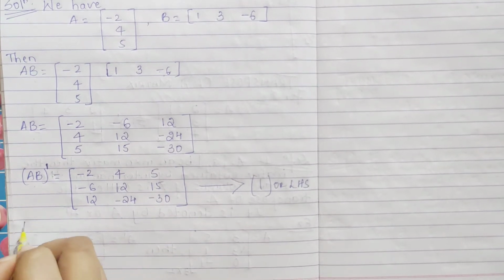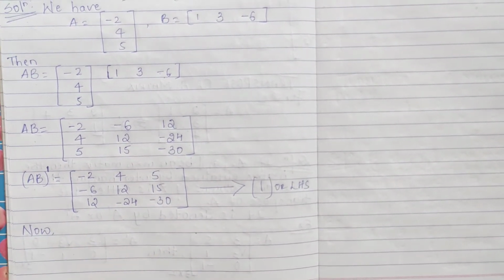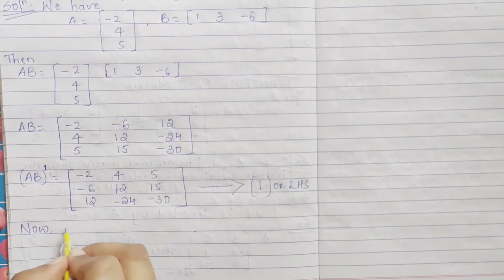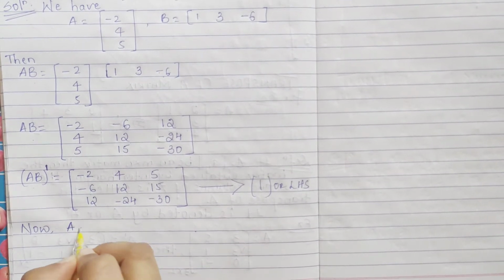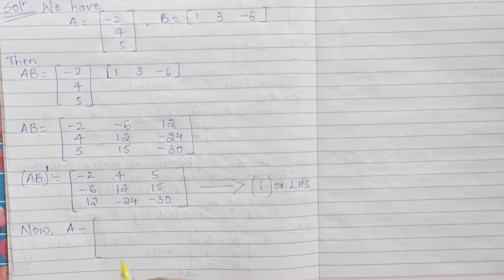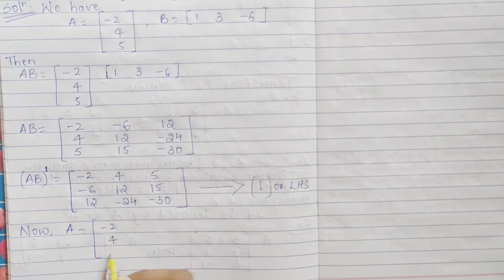So you can write now, A is what? [-2, 4, 5].